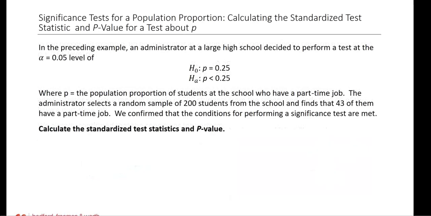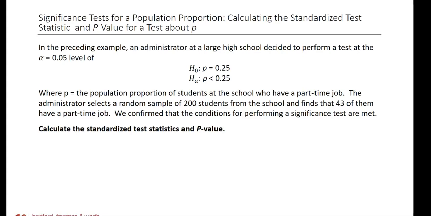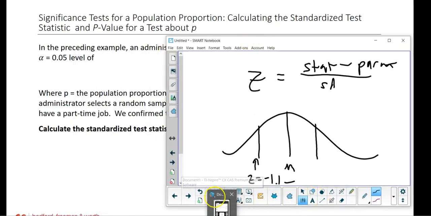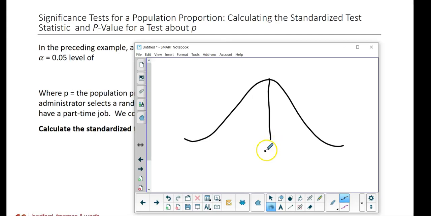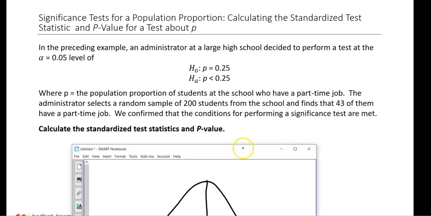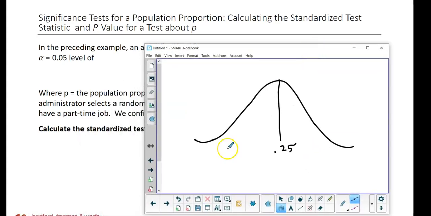Okay, calculate the standardized test statistic and the p-value. Well, we just did the standardized test statistic. But I guess they're saying do normal CDF. Okay, so let's graph this. We put 0.25 in the middle. There are two ways of doing this, I might show you both. So 43 was 21.5%, so over here is 0.215. That was our p hat. This is our p. We want to find the chance of getting a result that small or even smaller than that. So you're going to normal CDF this.